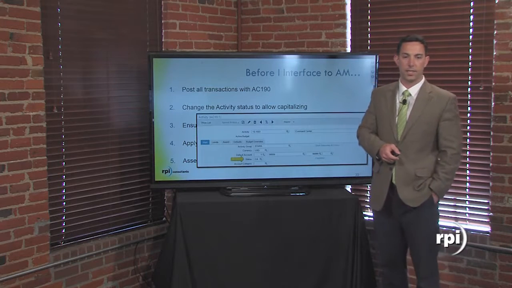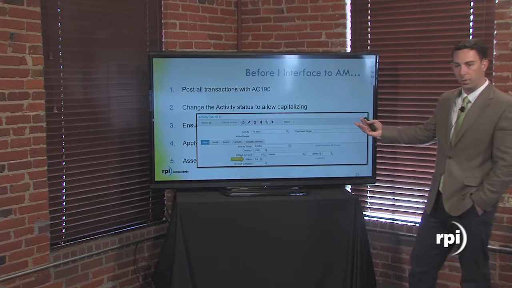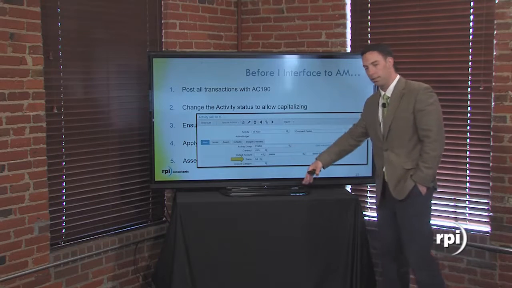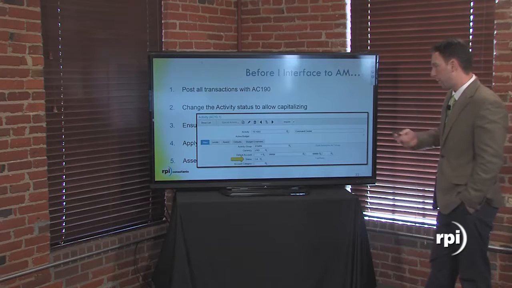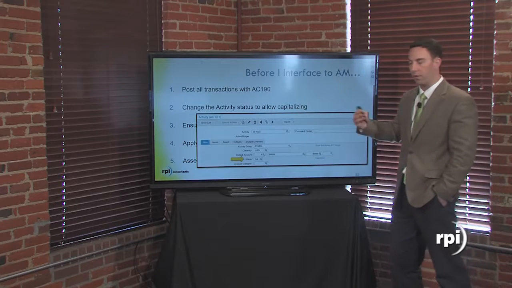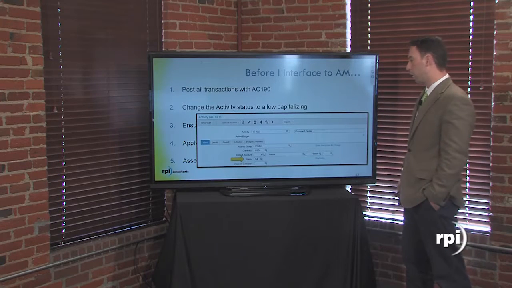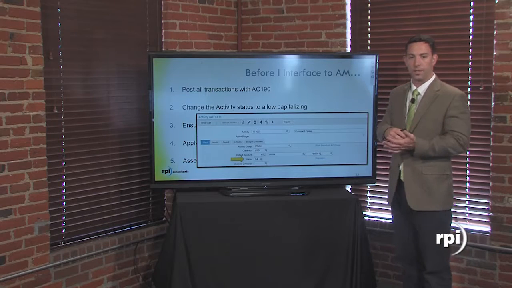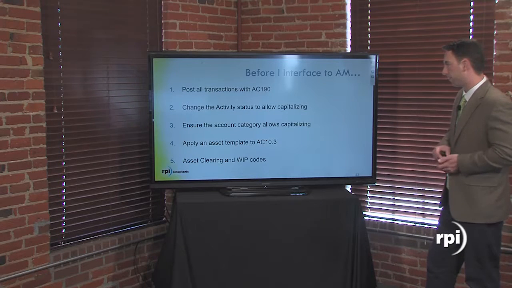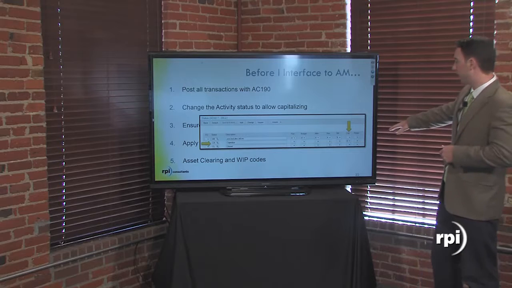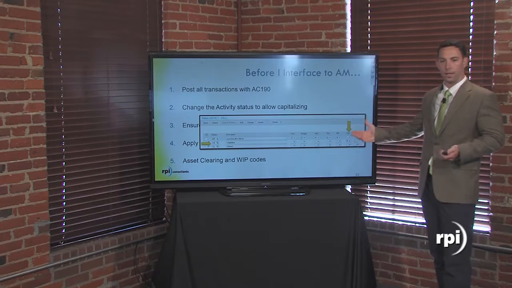Step two is change the activity status to allow capitalizing. All right, so on each activity, when you set it up, there's a status field here, and this status is dictating what you can do or what is allowed for this activity. So typically, when you're posting, if this is a year-long project, you have a status of open, and you're continuously posting to that activity. When you want to capitalize part of that activity or all of it, you would change it to a status that indicates capitalization. And I just did a little define on that status field to say, hey, here are the different statuses that we've defined, and this is what each status is letting us do.